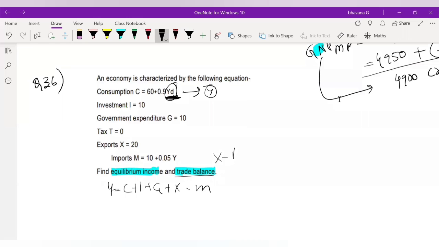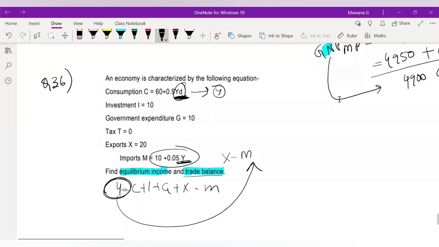Trade balance again is X minus M. In M they have given you a function of Y. So whatever answer you get here as Y, you will substitute it in the function of imports, and you will find out the answer. So the 36th question is also the same repetitive question, so I will not solve it.